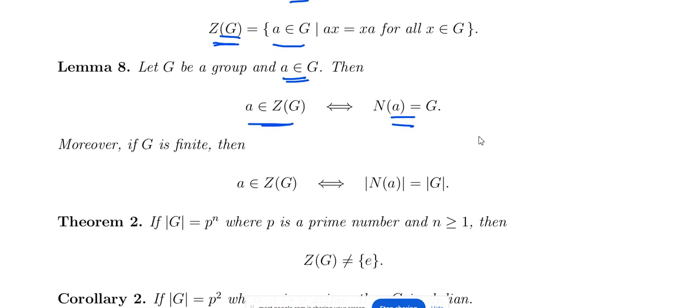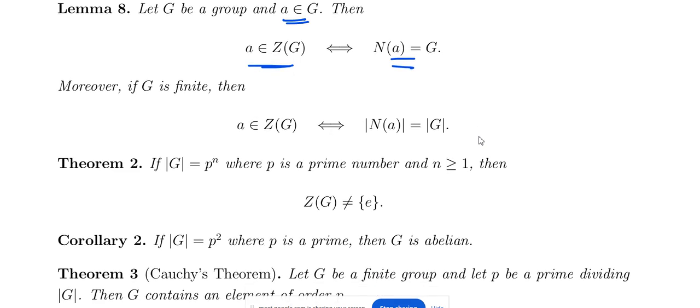Okay, there's a chance of being asked. Similarly, G is finite, a general group. If G is finite, then A belongs to Z of G if and only if the number of elements in n of A equals the number of elements in G. That is the idea. And another very important result.